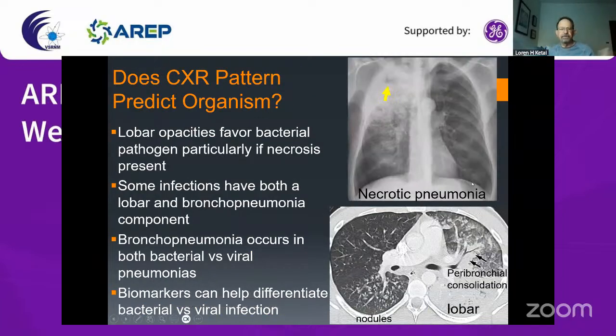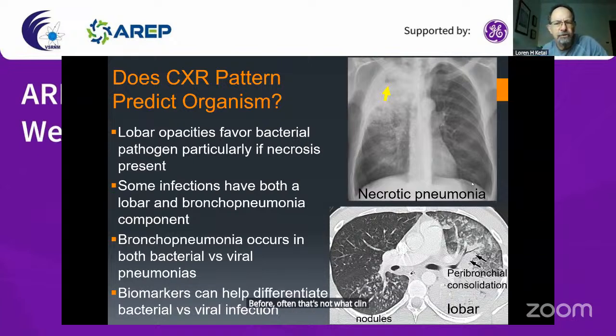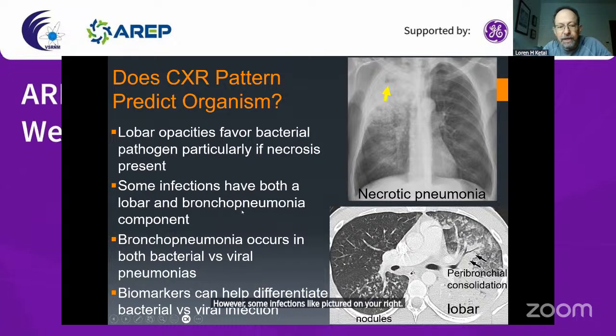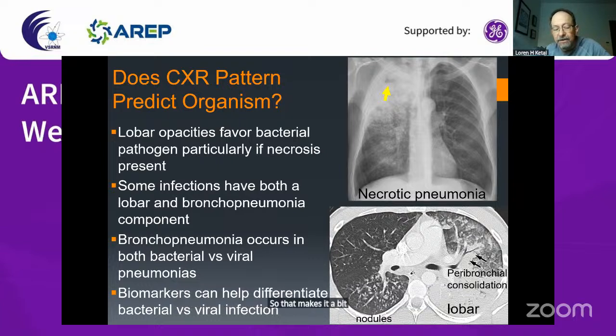Now, does this pattern help us to predict an organism? And as I said before, often that's not what the clinicians are looking for. So a lobar infection does favor bacterial infections, specifically or particularly if cavitation is present, as you can see pictured here. However, some infections, like pictured on your right, can have both a bronchopneumonia and a lobar component. So that makes it a bit more complicated. And bronchopneumonia occurs in both bacterial and viral pneumonias.